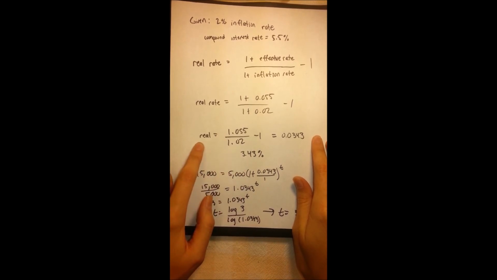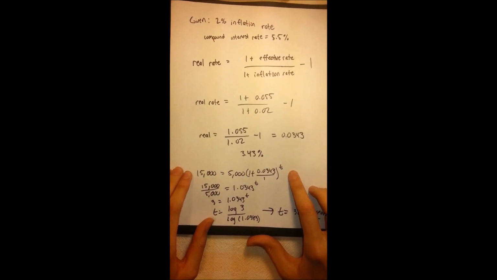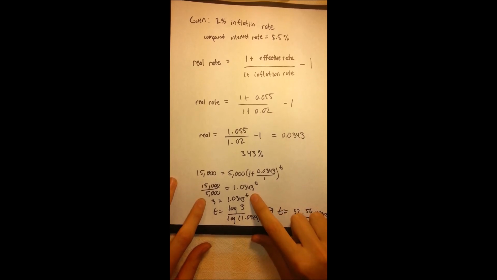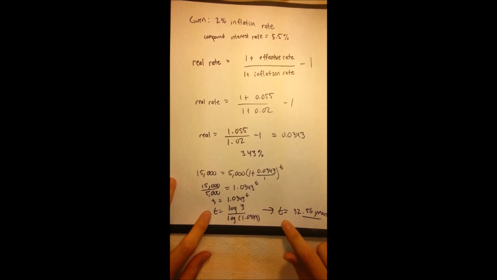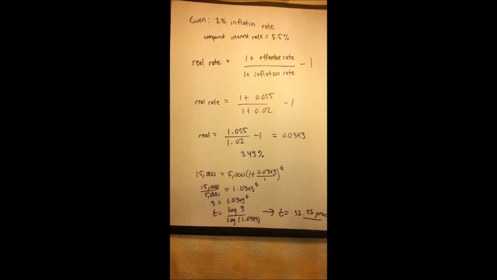The new rate can be plugged back into the previous equation from the last page, the compounded interest formula, with 3.43% being the new rate. Solving the same math as before, 15,000 divided by 5,000 equals 3, and then 1 plus the rate to the T. Take the log of both sides, and you get T equals 32.56 years. That's your answer with inflation included. So it takes roughly 12 more years with 2% inflation. That's the end of the problem.